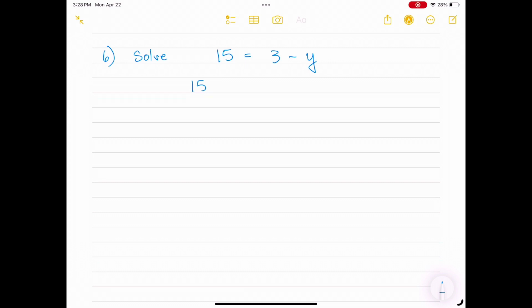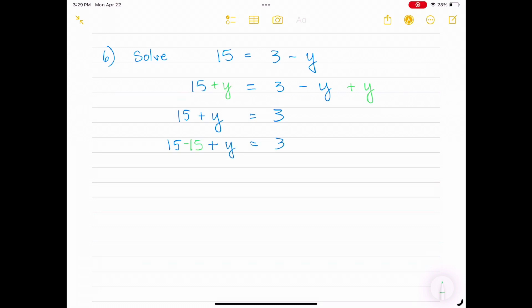I will start by adding y on both sides of the equation so that I get a positive y. So on the right-hand side, 3 minus y plus y, and then on the left-hand side, 15 plus y to balance out the equation. On the right-hand side, the y's cancel, and I have 3 by itself.